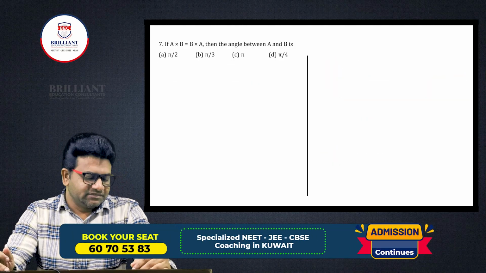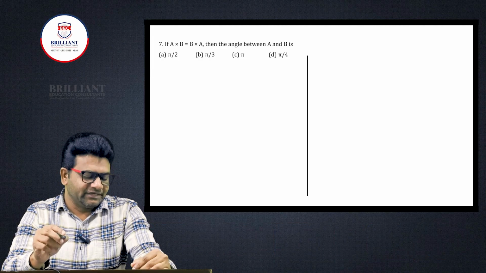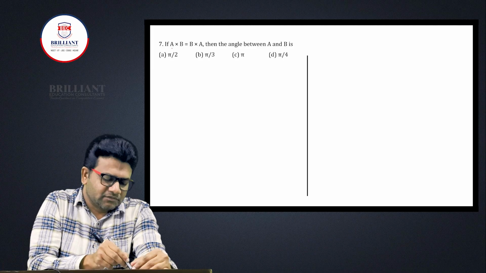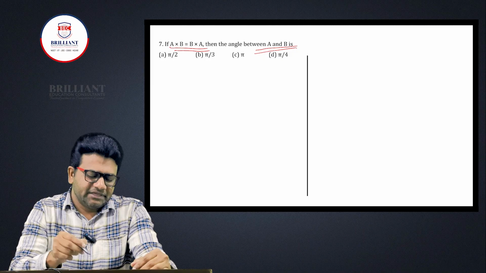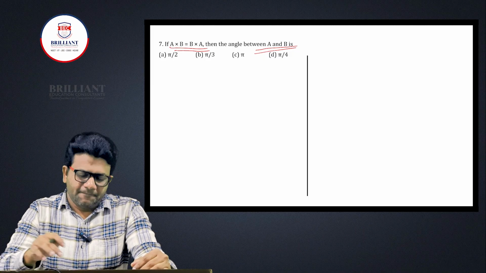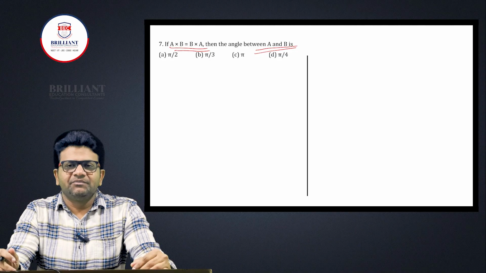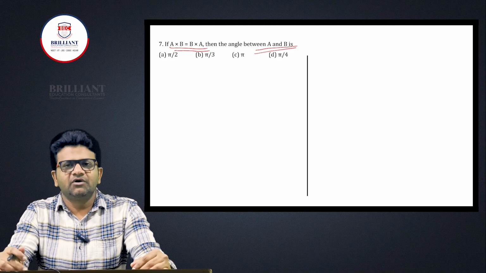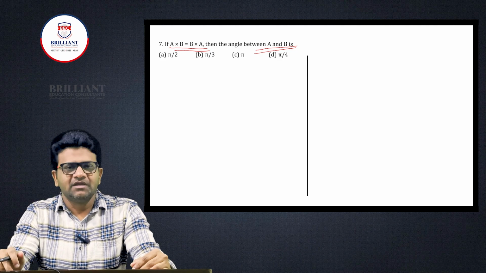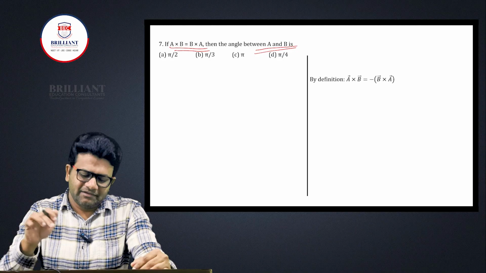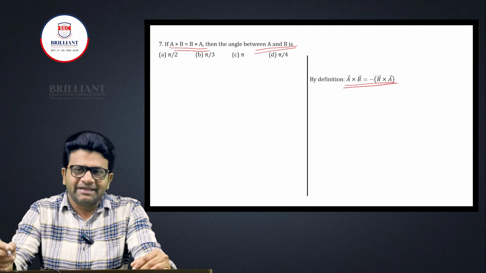The next question: if vector A cross B is equal to vector B cross A, then the angle between A and B is the question. So we know that A cross B equal to B cross A is given. We know that A cross B and B cross A are never equal because both are in opposite directions. A cross B equals AB sin theta into n cap. So by definition A cross B equals minus B cross A.